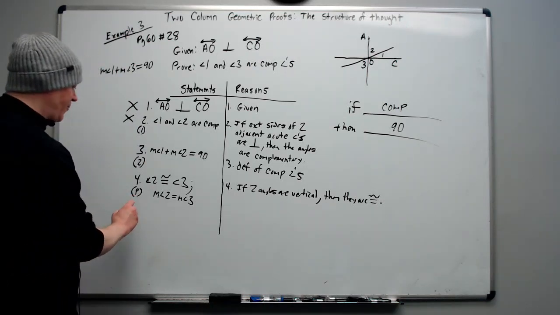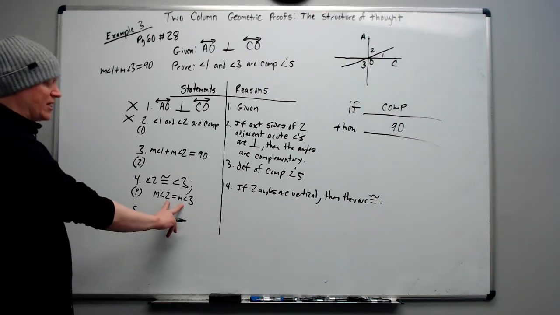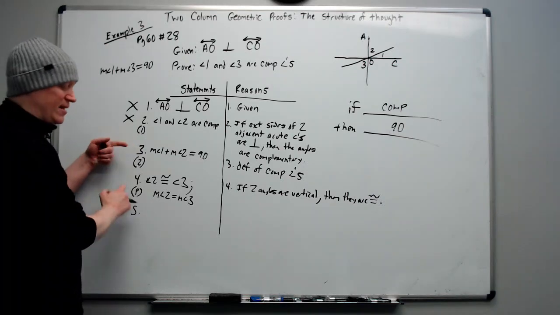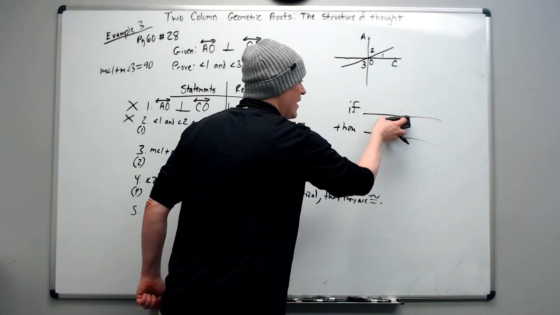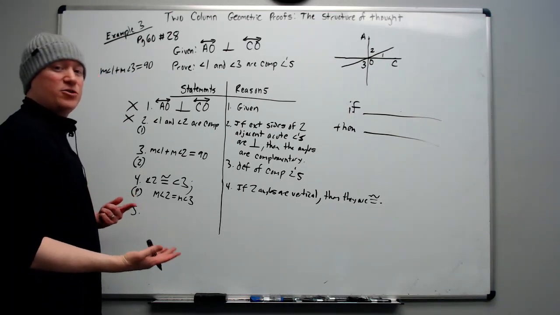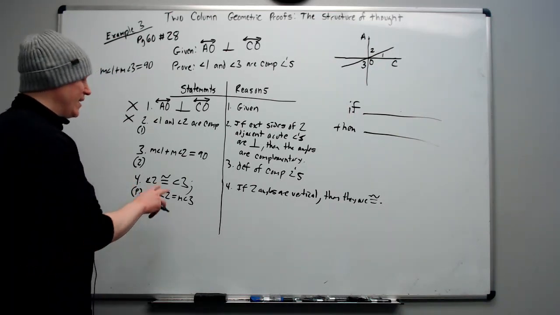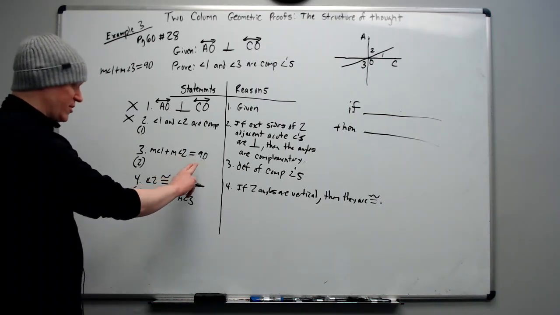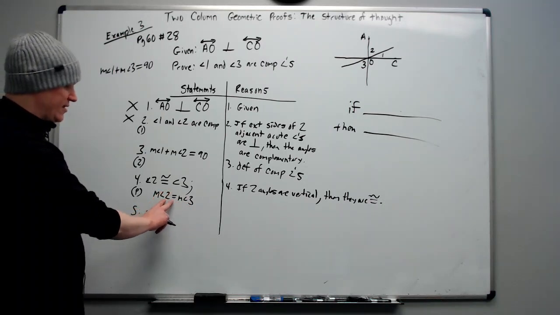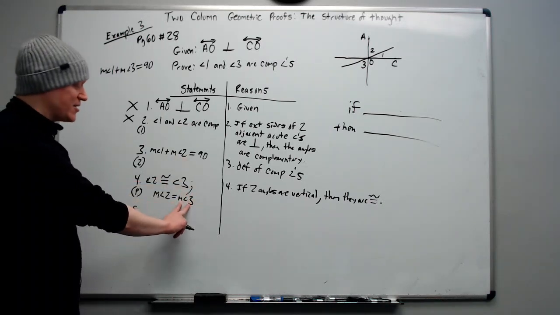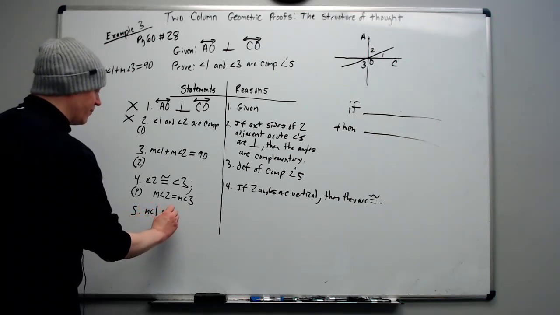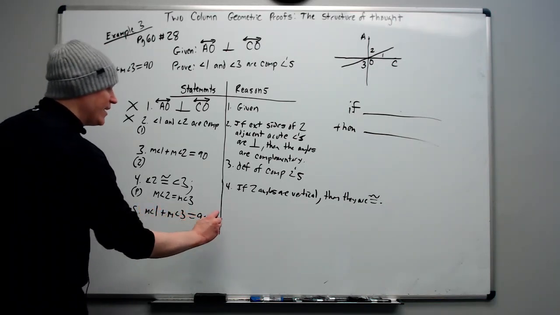Okay, next up, we're going to go to step 5. We have our measure of 2 equals measure of 3. We've got two unused statements. Neither has played the role of an if statement yet. Well, when you're building up multiple unused statements, try to combine them. Let's see, measure of 1 plus measure of 2 is 90. Measure of 2 equals measure of 3. Well, if this is that, then that can be replaced with this. And that's exactly what we write: measure of angle 1 plus measure of angle 3 equals 90.